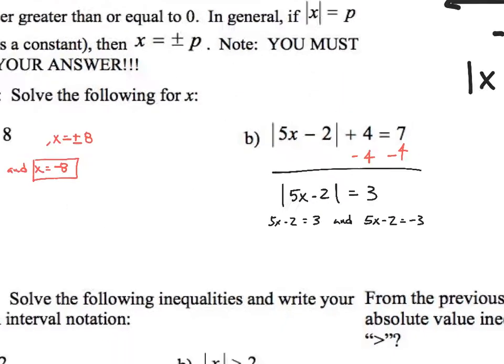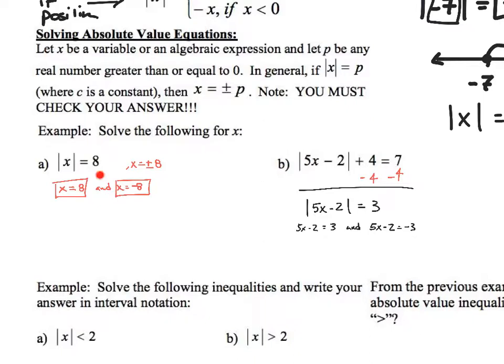Now that's the same thing that we did up here, except once we got rid of the absolute value symbol, we just had x already there. Now we have two different equations, and so we have to solve both of them to get two answers. All right, so let's take a look at this.